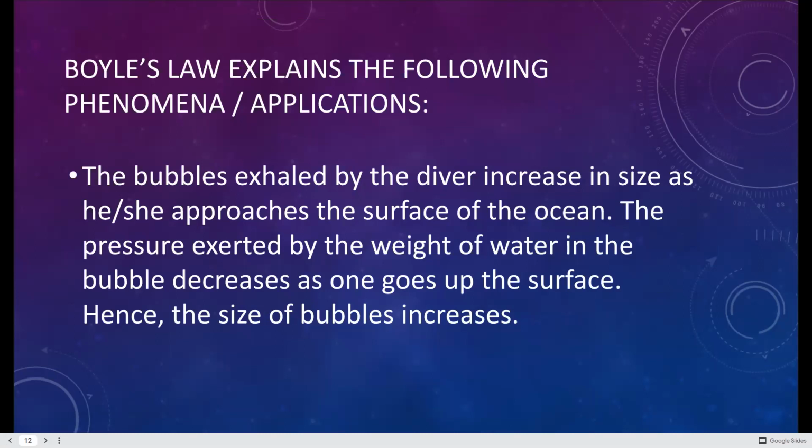Boyle's law explains the following phenomena or applications. The bubbles exhaled by the diver increase in size as he or she approaches the surface of the ocean. The pressure exerted by the weight of the water on the bubble decreases as one goes up to the surface. Hence, the size of the bubble increases. Correct.